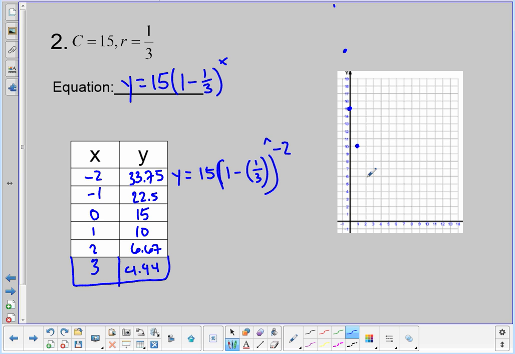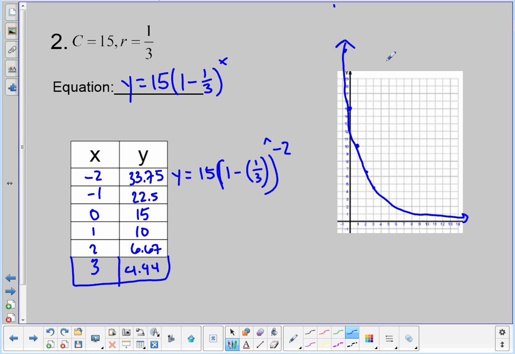2 is 6.67. 3 is 4.44. So this one is curving a little bit more gradually. It's probably going to take a little bit longer for us to come down to that x-axis. But again, the point here is that it does curve toward the x-axis, but never crosses the x-axis. So be careful with that.